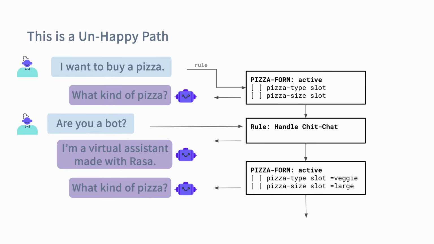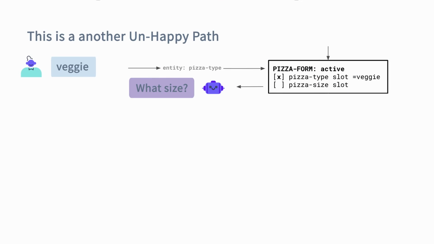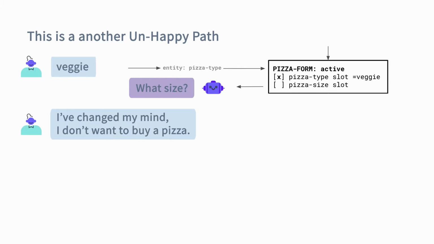We've just seen an example of an unhappy path that involves an interruption, and it's good to make sure that our form is robust against those. But there are also other unhappy paths that we might come across. Let's consider the case where the user no longer wants to fill in the form. How do we then shut it down?